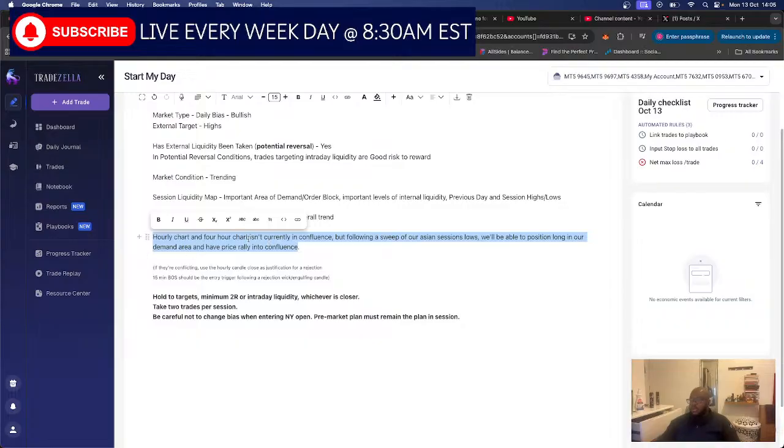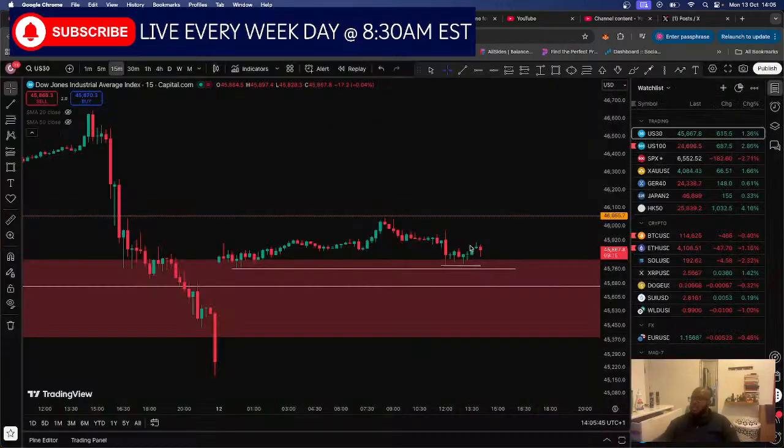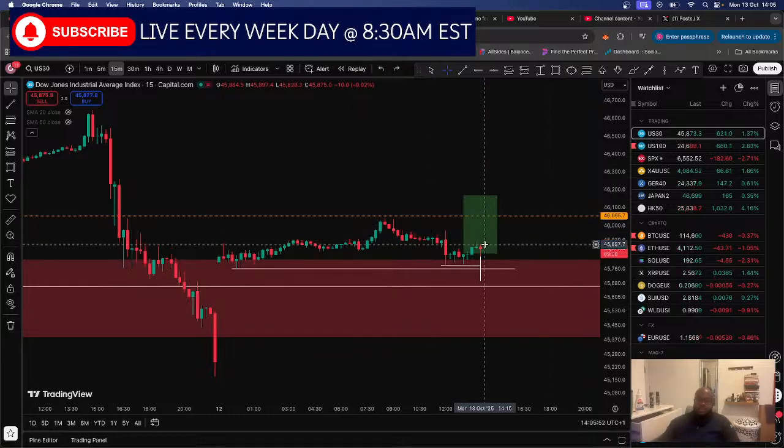The hourly chart and the 4-hour chart aren't currently in confluence, but following a sweep of our Asian session lows, we'll be able to position long in our demand area and have price rally higher. And that looks like this. So this is what I'm looking for. I think you could take this trade as well.